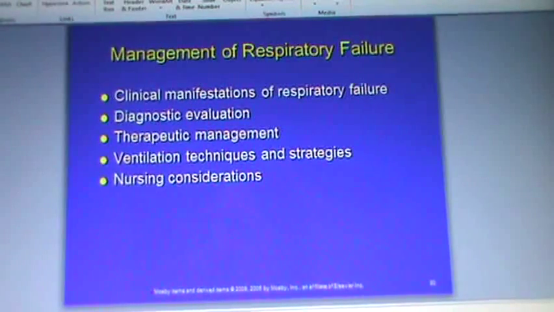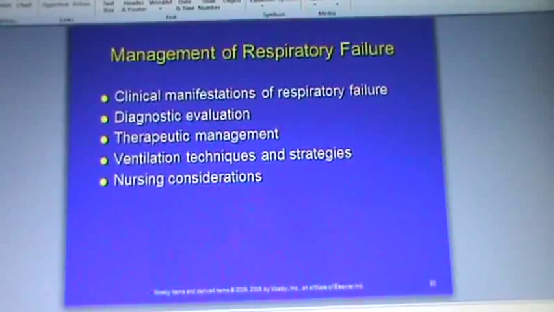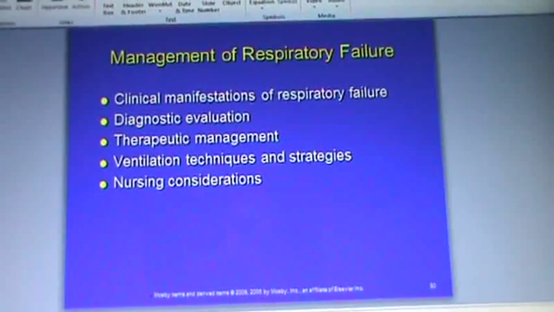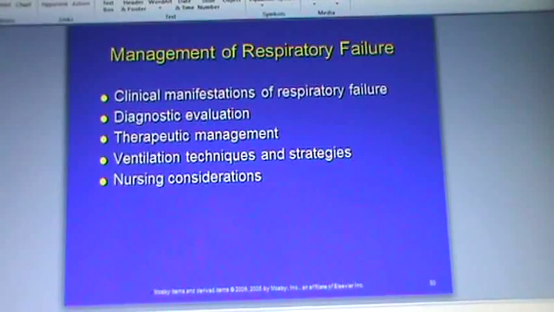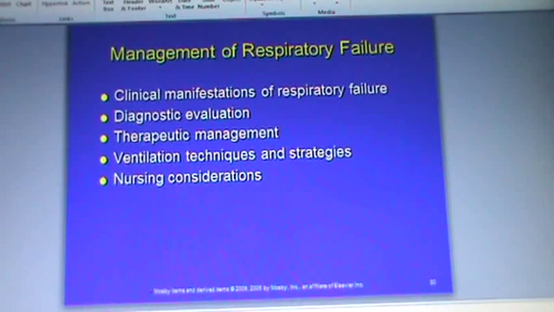Clinical manifestations of respiratory failure, diagnostic evaluation, therapeutic management, ventilation techniques and strategies, and our nursing considerations. We need to watch their intake and output. We need to watch their O2 levels.